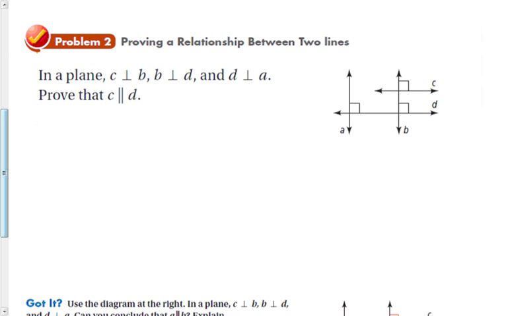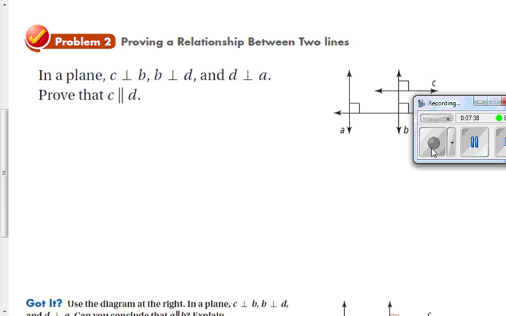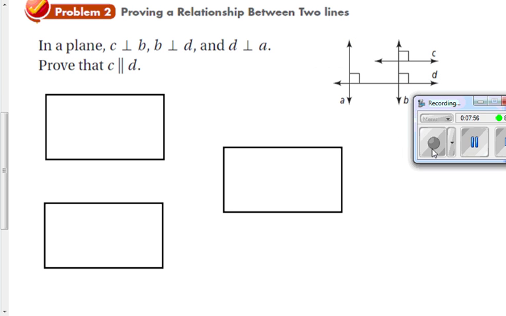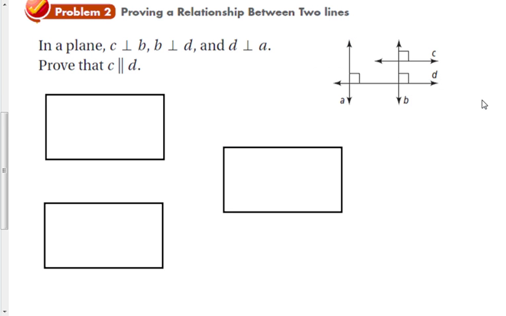Okay, we're going to use some of these ideas to prove this. We're going to do the first part and the second part. We're going to prove that C is parallel to D, and in the second part we're going to prove that A is parallel to B, but you're going to do that in the Got It. So we're going to do a flow proof here again. Let me put up some rectangles. The first thing we're going to do is try to prove that C is parallel to D.